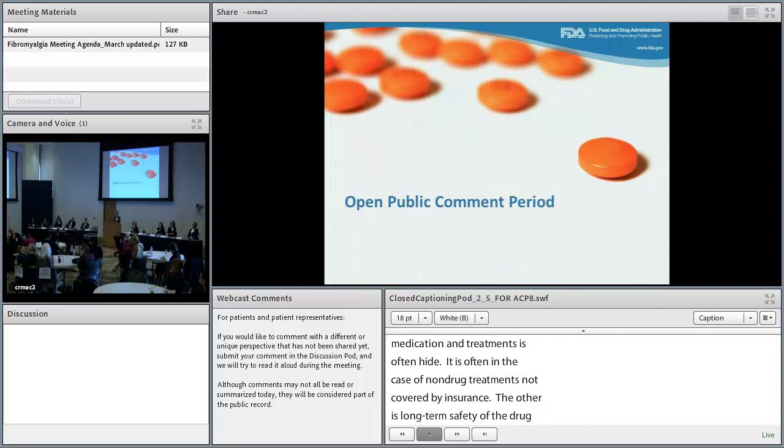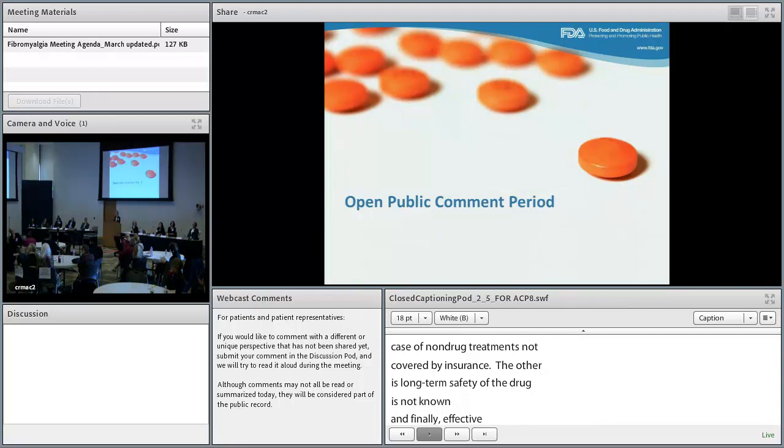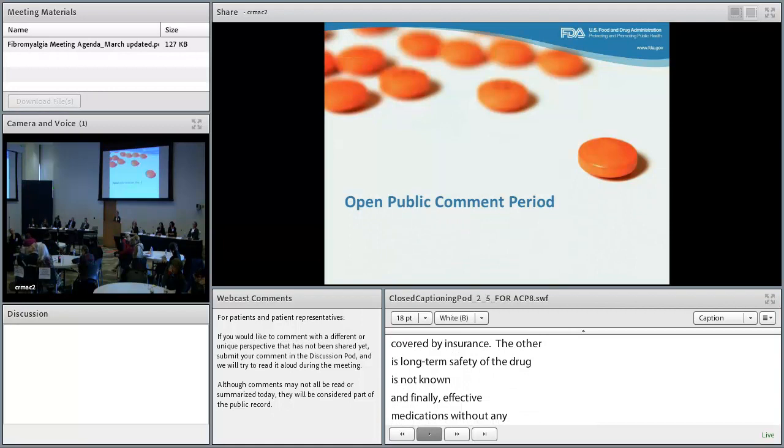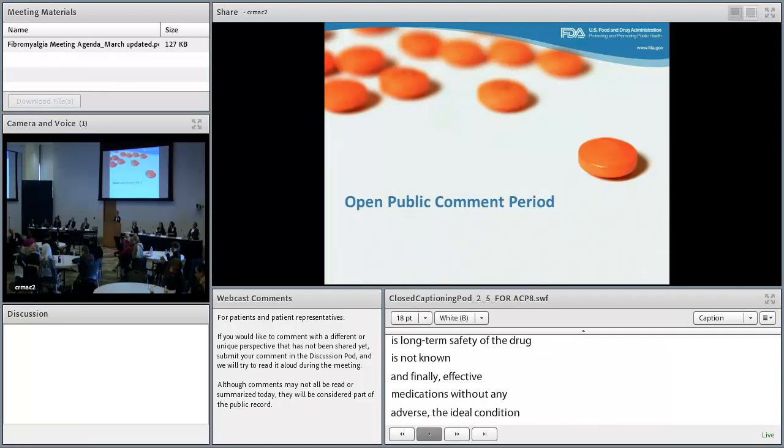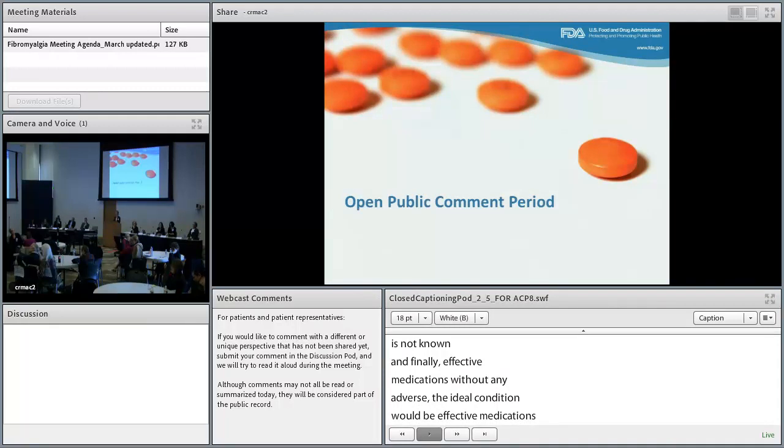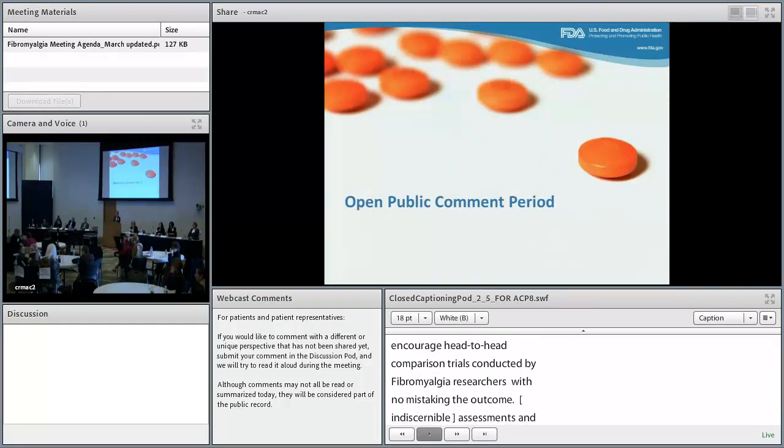And finally, the ideal condition will be effective medications without any adverse effects. However, in the meantime, it will be extremely helpful to encourage head-to-head comparison trials conducted by fibromyalgia researchers with no stake in the outcome. More analytical assessments and meta-analysis will be helpful as well. Only a few of these currently exist for the newest fibromyalgia drugs.